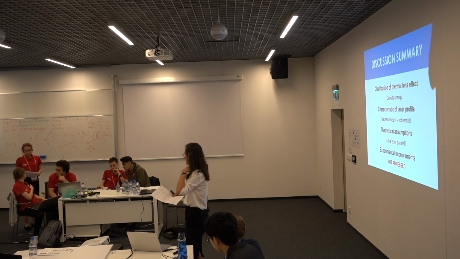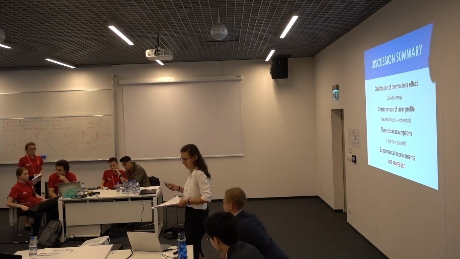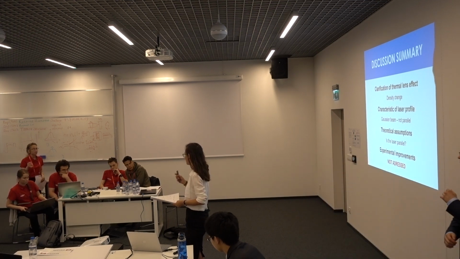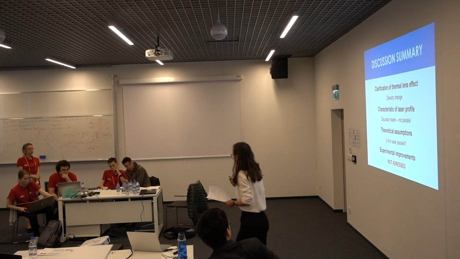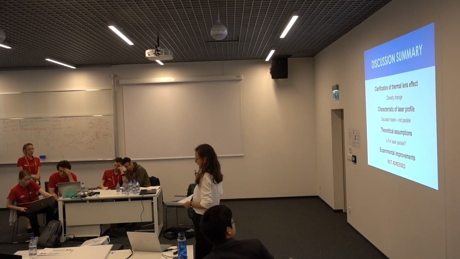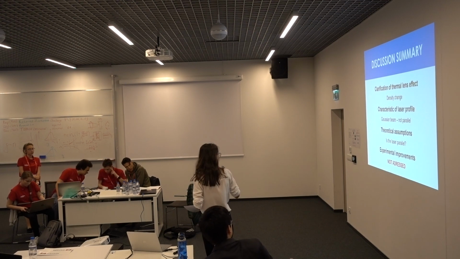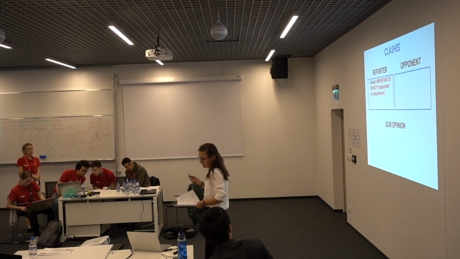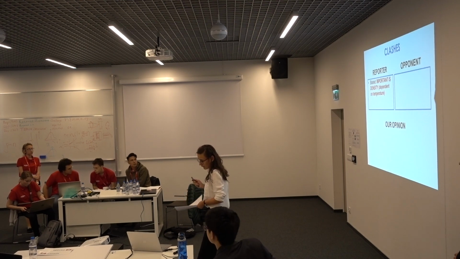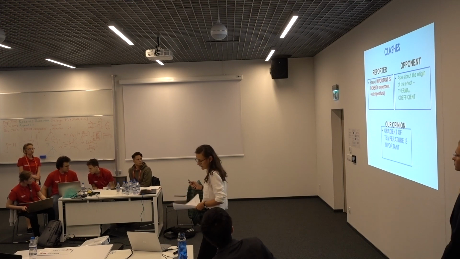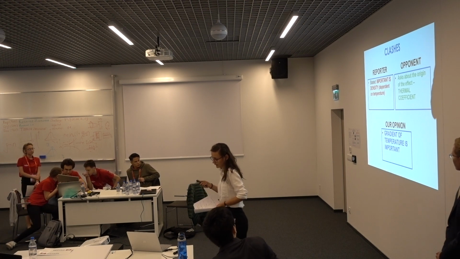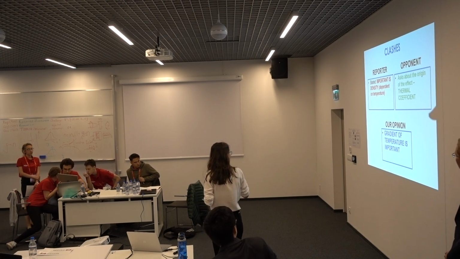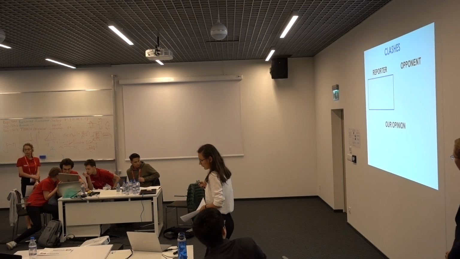And for the discussion summary, they were talking about the thermal lens effect, and the reporter was talking about the inverse proportionality to temperature. Then they also talked about the importance of the Gaussian beam propagation, which we agree with the opponent. They also talked about the theoretical assumptions and their experimental proof. So the clashes were the importance of density: as the reporter stated, the opponent says it's dependent on the thermal coefficient, and we agree with the opponent that it is the gradient of the temperature which is important.